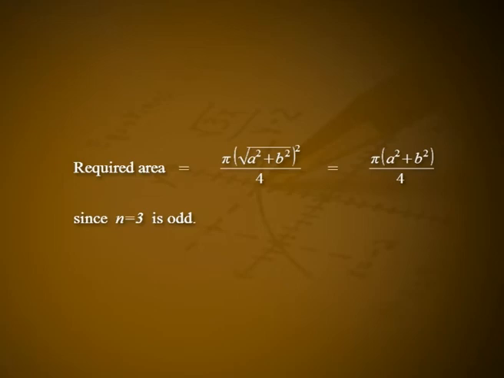Required area is equal to pi into square root of a square plus b square whole square divided by 4, which is equal to pi into a square plus b square divided by 4, since n is equal to 3 is odd. Let me conclude this session. You may try to answer the following questions.